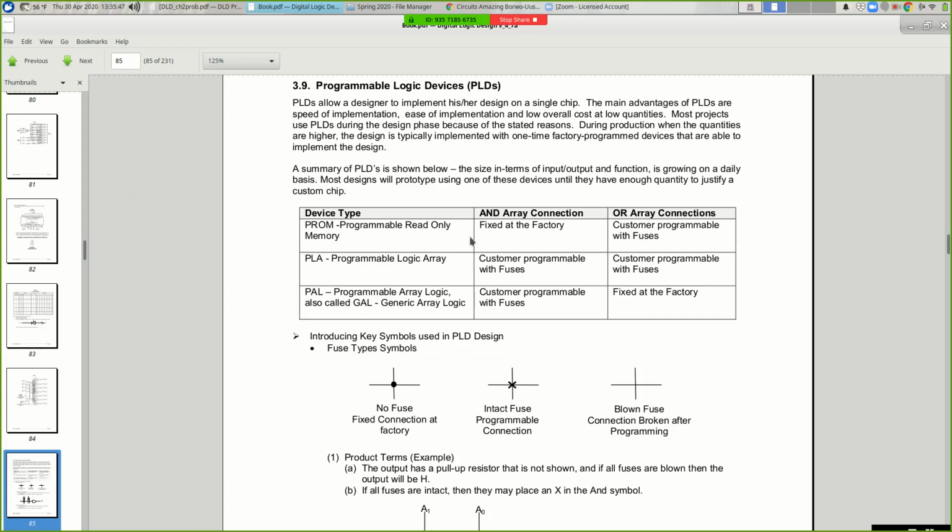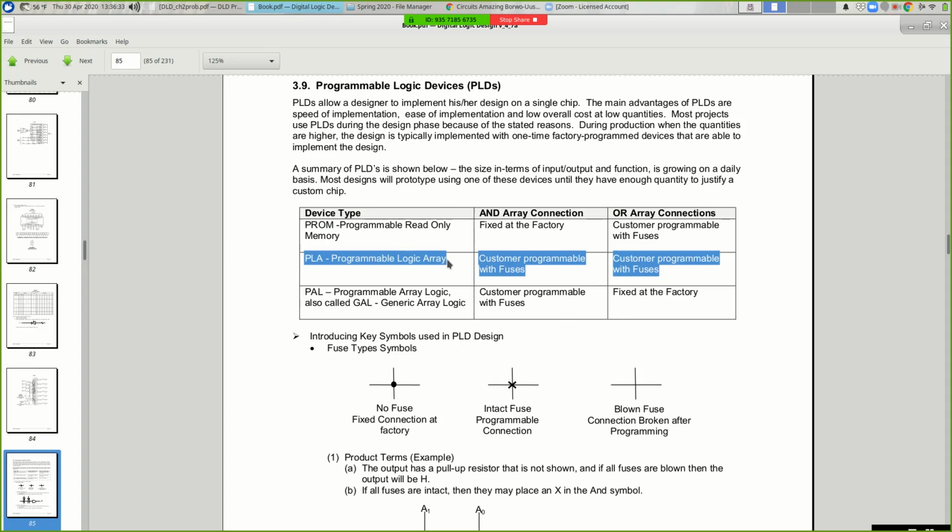Well, in some cases, the AND plane is configurable and the OR plane is not. Okay? If the AND plane can be configured and not the OR plane, that's called programmable array logic, or PAL. Okay? The OR plane connections are fixed at the factory. The AND is programmable with fuses. That's programmable array logic. The flip side of that is where the AND plane is fixed and the OR plane is programmable, and that's called programmable read-only memory, or a PROM. And the sweet spot is both of those, where you can program both the AND and the OR connections, and that's called a PLA, programmable logic array.